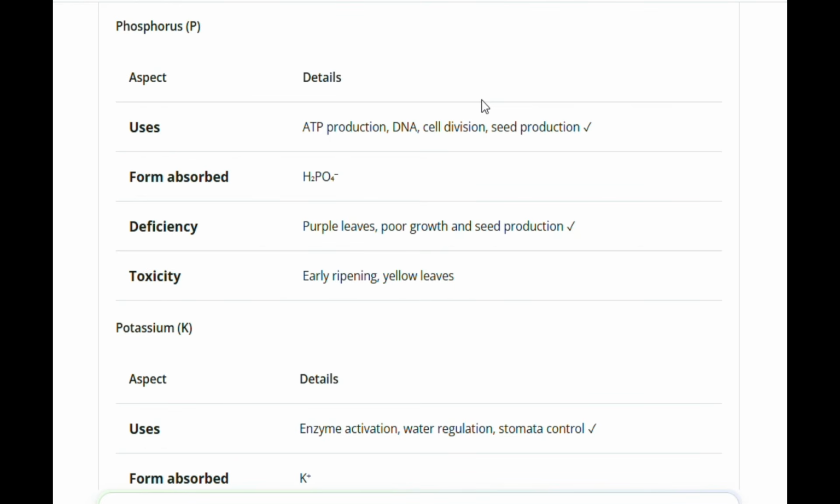Then the form absorbed is H2PO4. Deficiency: purple leaves, right? Deficiency will result in purple discolored leaves, poor growth, and poor seed production.